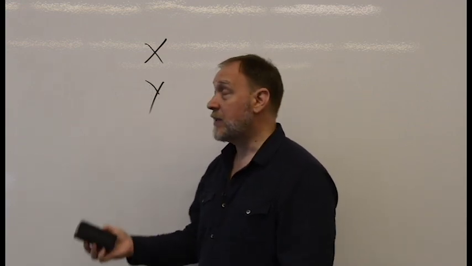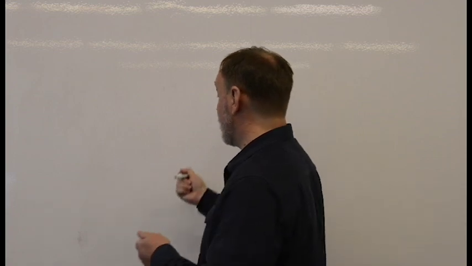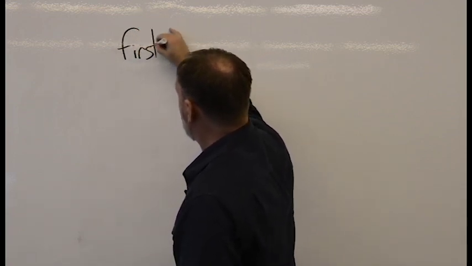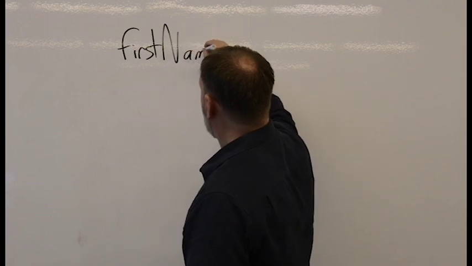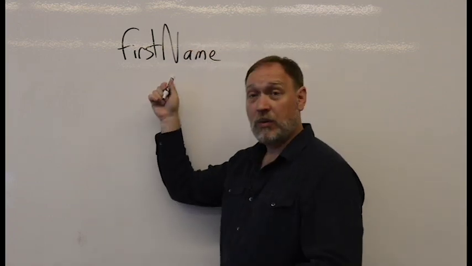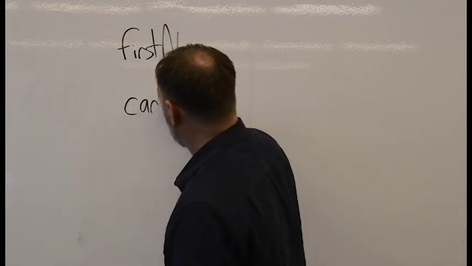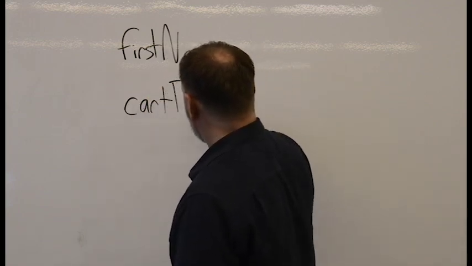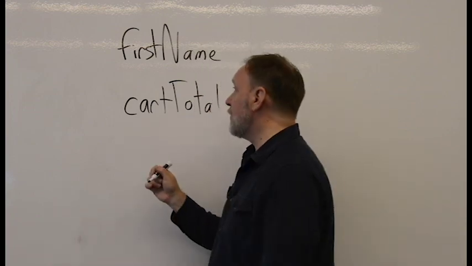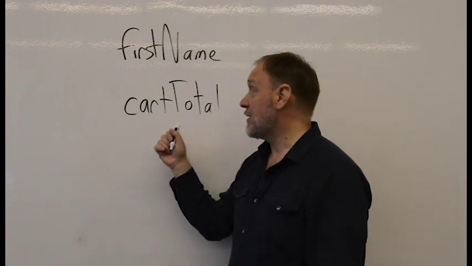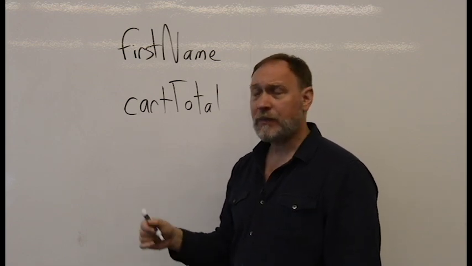So the first tip is to give your variables a name that represents the value that it's holding or representing. So for example, a login of first name, we know what's going to be stored in that. Cart total, if we're scanning through thousands of lines, we're going to see that, we're going to know what value that represents at that point in the code.